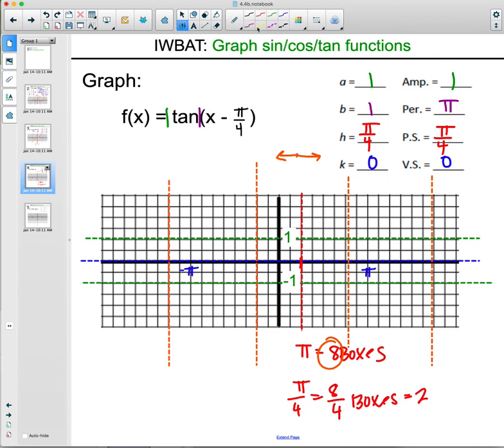Then halfway between your asymptotes, remember, halfway between your asymptotes is the 0. Halfway to the right, you're at the amplitude. Halfway to the left, you're at the negative amplitude. So halfway between here is the 0. Halfway between here, positive amplitude. Halfway between here, negative amplitude. Okay, 0, positive amplitude, negative amplitude. And then just connect with the curve and you'll have your tangent graphs.